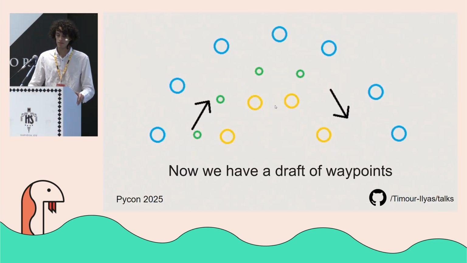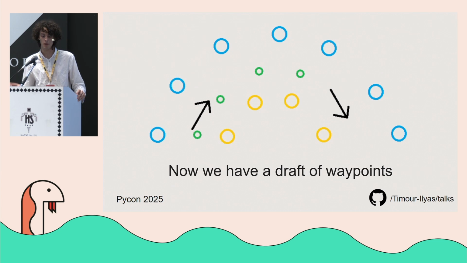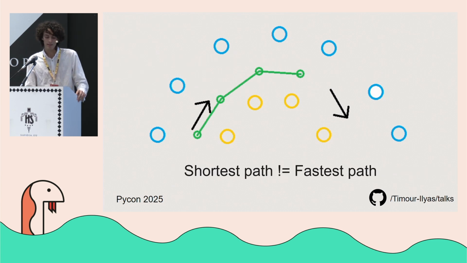And so now we have a draft of the waypoints, and we saw before we have a good number, but we have to fit a line to them because, of course, we need a precise target point that the car has to reach. And again, the shortest path is not the fastest, and it's not smooth. So in our context, we want a smooth path.